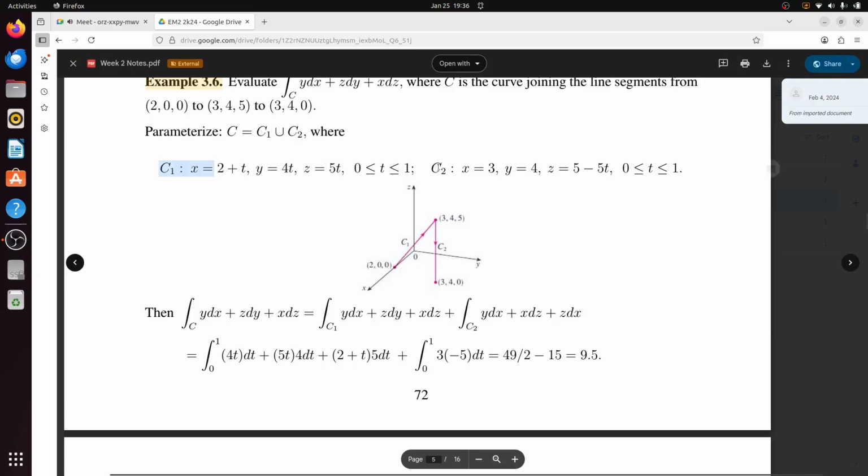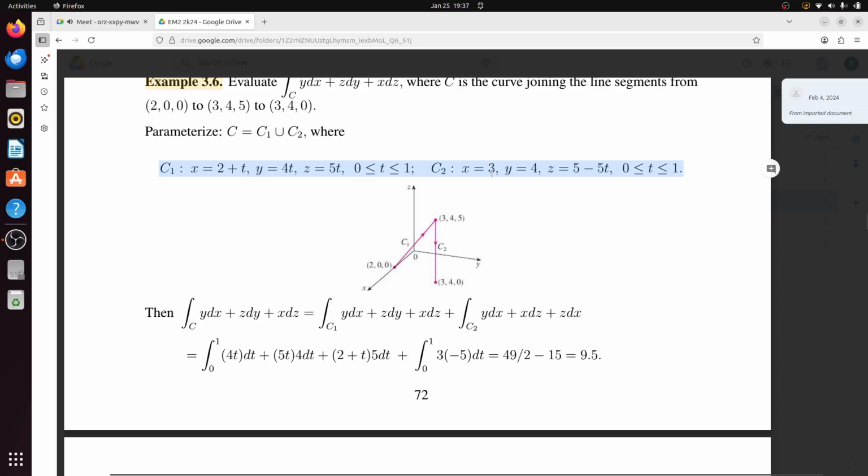ओके चलो, तो C1 C2 का एक्सप्रेशन आ गया है. C1 is x equal to 2 plus t, y equal to 4, z equal to 5t, where 0 is less than or equal to t, less than or equal to 1. C2 is x equal to 3, y equal to 4, z equal to 5 minus 5t.